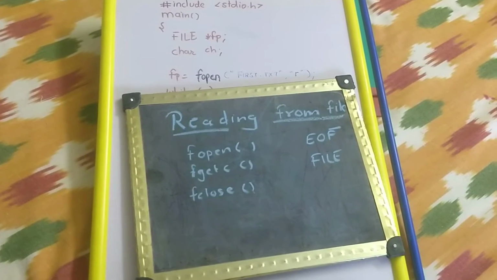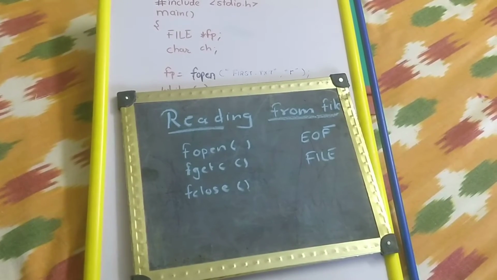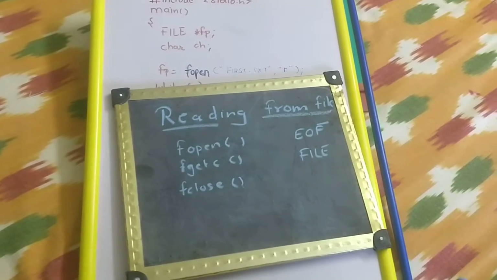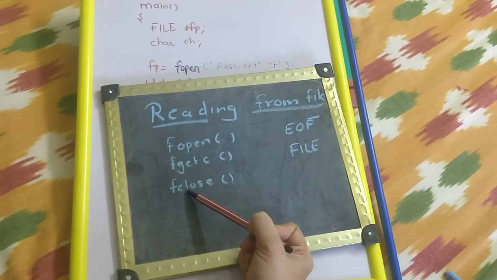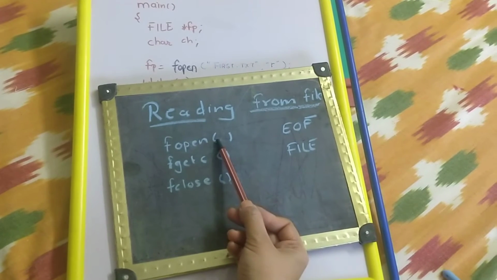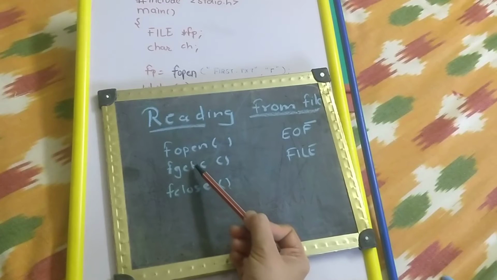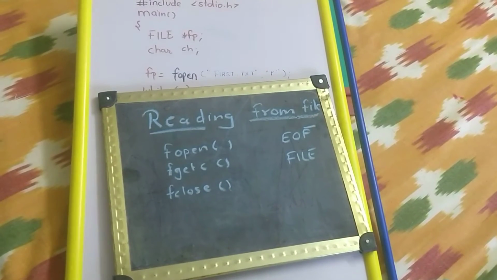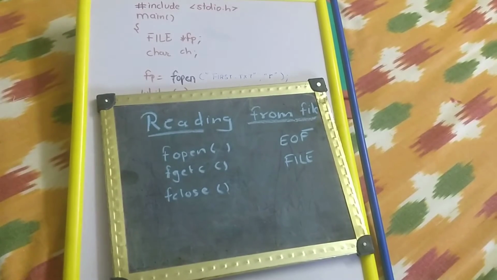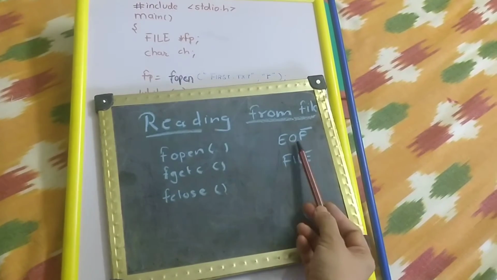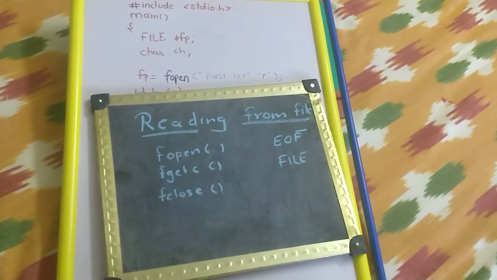In this video we'll be talking about how we can read from a file using your C program. When we go for reading from a file, there are three new functions that we need to use: fopen, fgetc and fclose. fopen is for opening the file, fclose is to close the file, and fgetc is to read a character from the file.